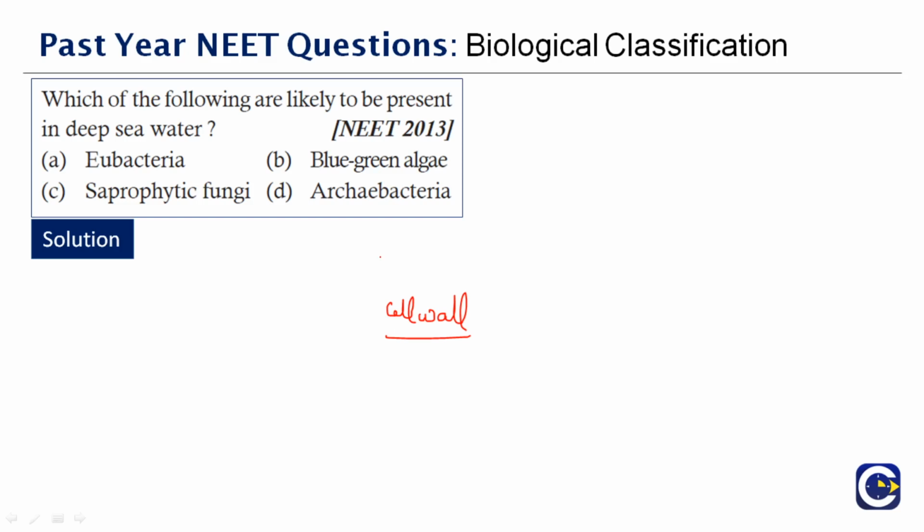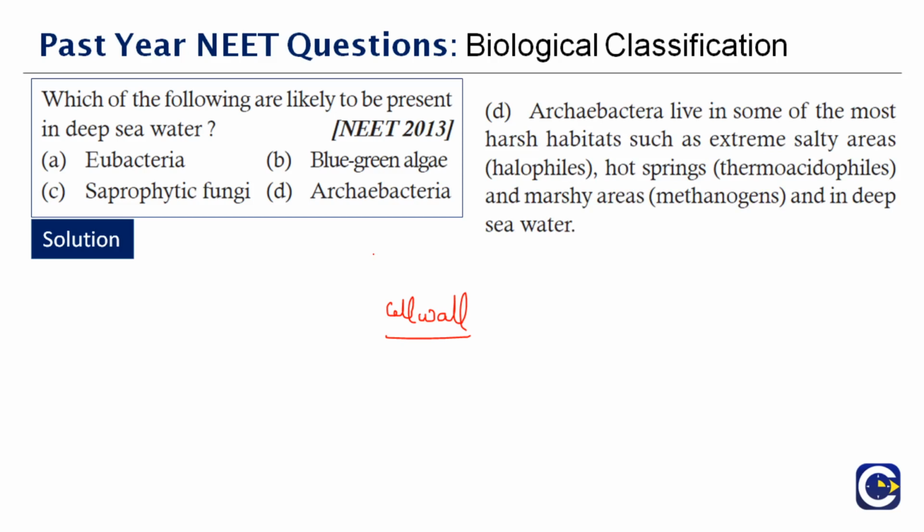Eubacteria is found everywhere in the habitat, while archaebacteria are exclusively present in extreme conditions. Sometimes they are present in the normal habitat also. And I told you, instead of peptidoglycan, archaebacteria have a special fatty acid which will prevent their cell from damage. Therefore, the correct answer to this question is archaebacteria.